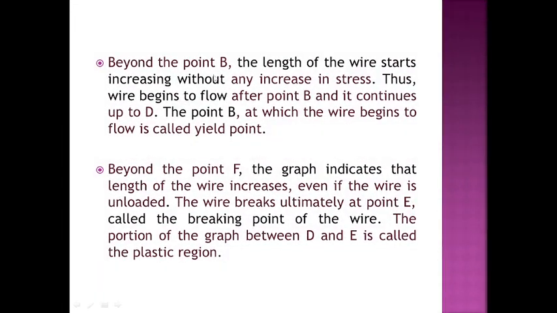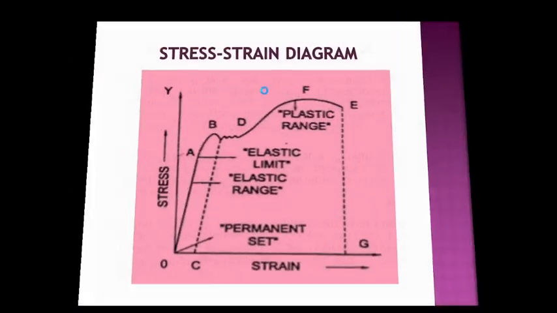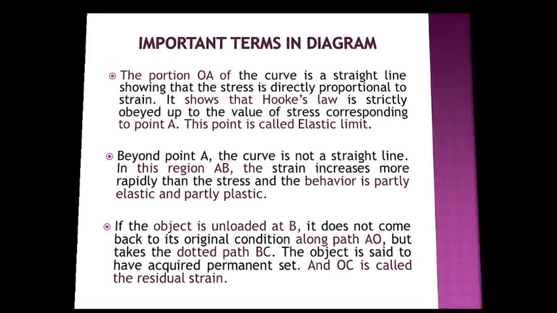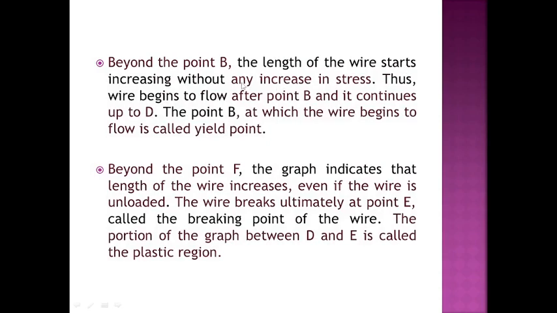Then beyond the point B, the length of the wire starts increasing without any increase in stress. So when we apply load to the material, it is going to extend without any increase in stress. Thus the wire begins to flow after point B, and it continues up to D. The point B at which the wire begins to flow is called the yield point.